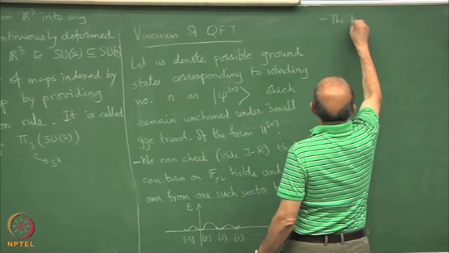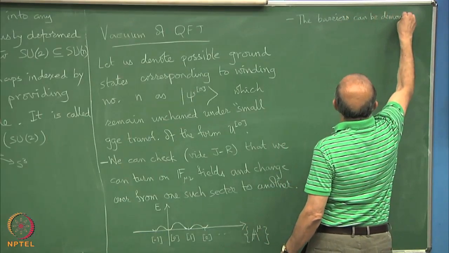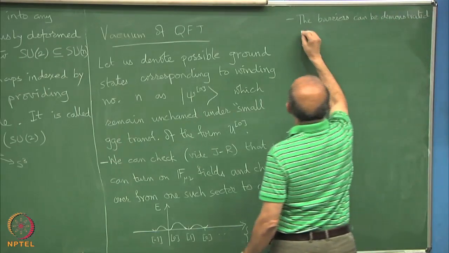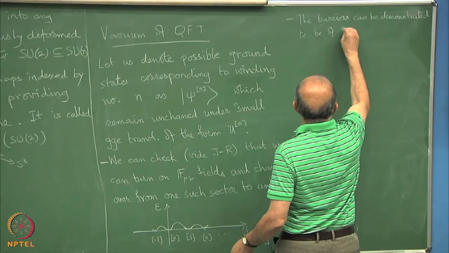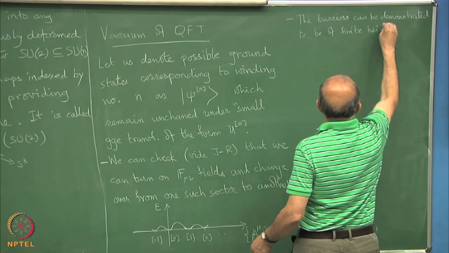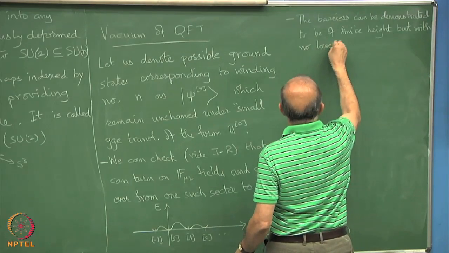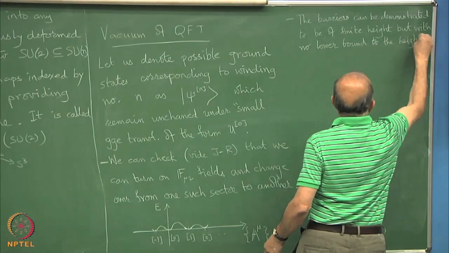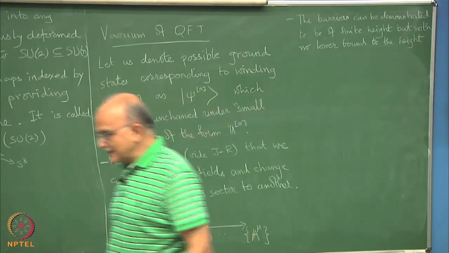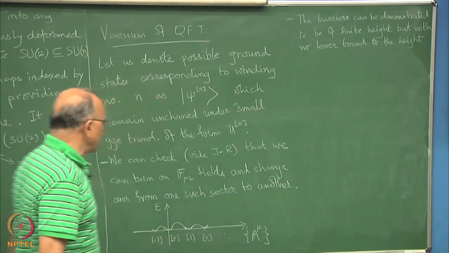The barrier can be demonstrated to exist, to be finite, but with no lower bound. Any one map that you construct will have a finite energy. But there is nothing intrinsic in the theory that says if you do it at this scale, then it can be made small. So, there is nothing to compare with. So, this barrier exists, but it has no lower bound, but it exists.